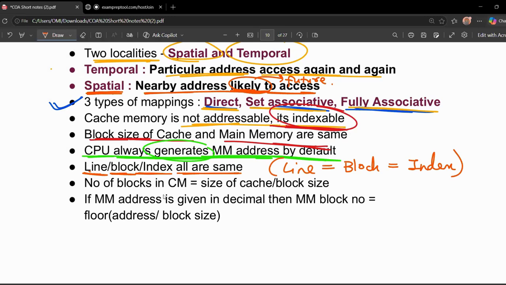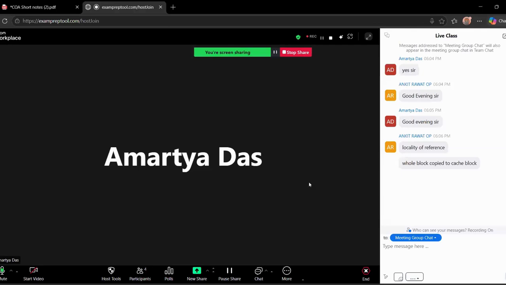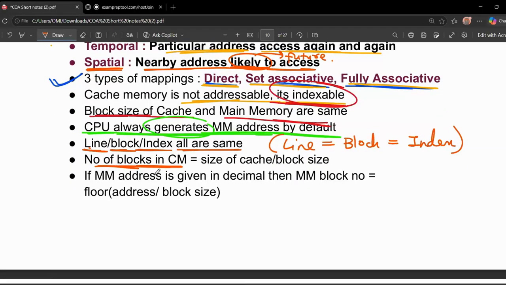Now, how to find the number of blocks in the cache memory? If you have the size of the cache and the block size, you can just divide. For example, let's say your cache is 32 KB and your block size is 16 bytes.